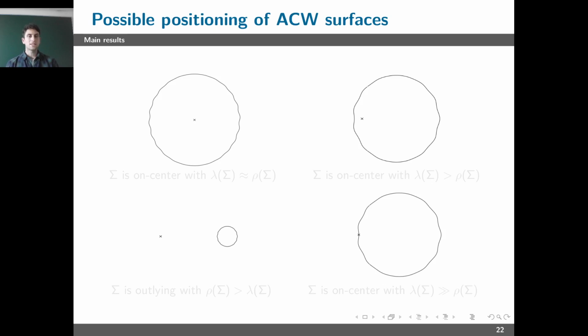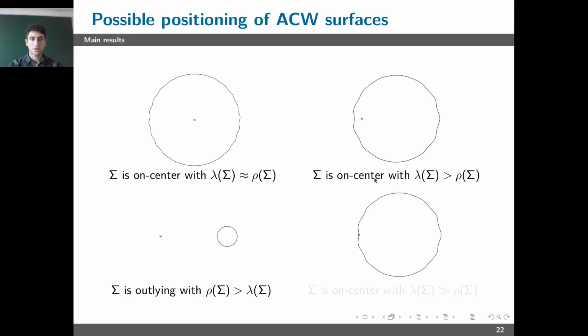Alright, so to explain these definitions, there are a few illustrations over here. On the top left, we have an on-center surface where the area radius is about the same as the inner radius. And on the top right, the surface has been moved to the right, so it's now less centered, and in particular the distance to the origin has increased. So in this example over here, the area radius is larger than the inner radius. Then on the bottom left, the surface has been shrunk and moved to the right, so that the distance to the origin is about the same as over here, but the area is now a lot smaller. So in particular, the inner radius is now larger than the area radius. And moreover, the surface doesn't enclose the origin anymore, so it's now outlying.